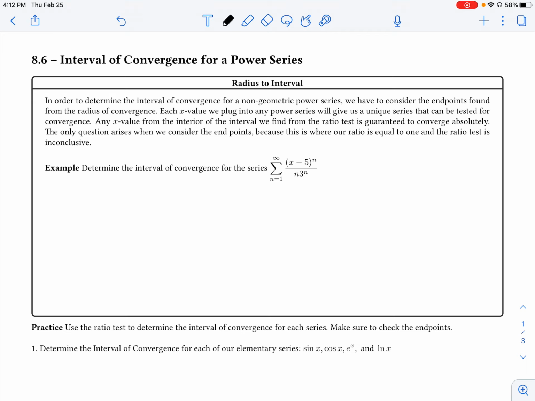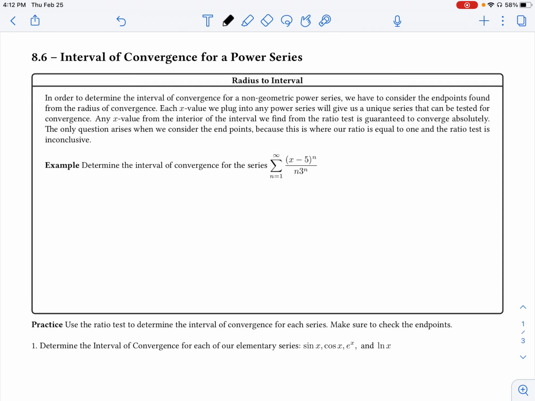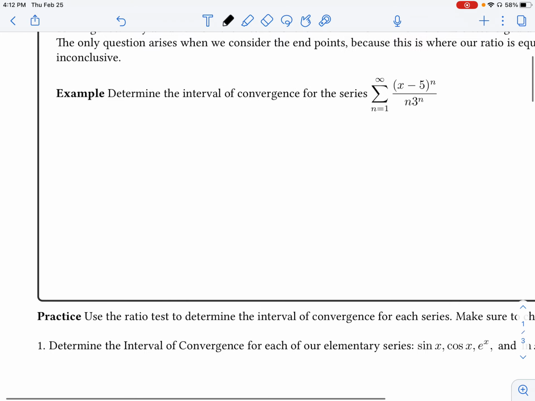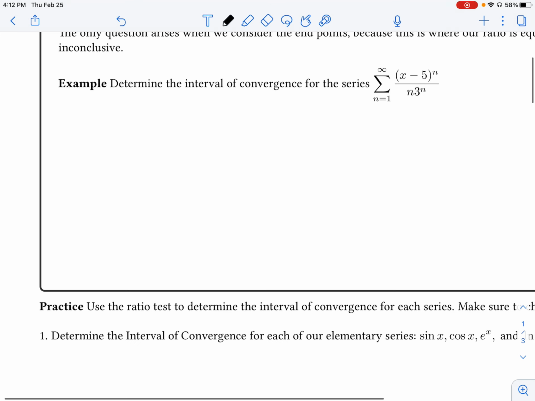So essentially the process is going to be pretty much the same as what we've done before. We're still going to apply the ratio test to come up with our initial interval of convergence, but we're then just going to have to check the endpoints, find what happens when we plug in those values of x for our endpoints, and see, does my series converge at the specific endpoints? So let's go ahead and do an example, and I think that'll help you make the most sense of this here. So let's take a look at this particular series.